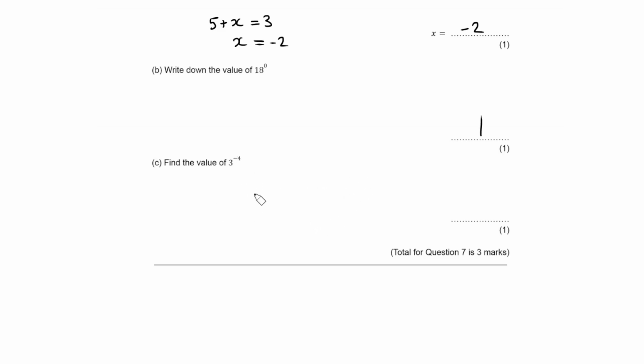So the negative power means reciprocal. The reciprocal of 3 is a third. And then you're applying the power of 4 as normal. So 1 to the power of 4 is obviously just 1. And I would recommend memorizing 3 to the power of 4. It's 81. It's the same as 9 squared. So 1 over 81 is your answer for part C.